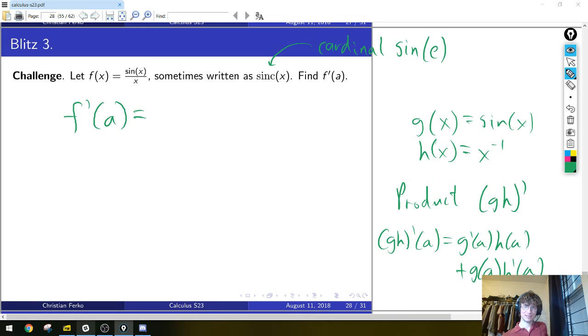I'm just gonna go with the product rule because I already have two things at work. Yeah, okay. So (gh)' is going to be equal to... thinking.